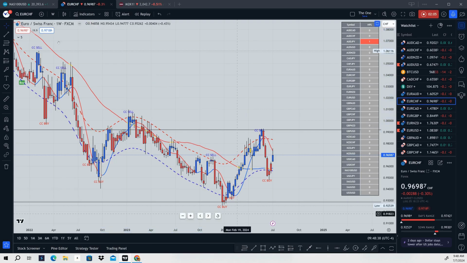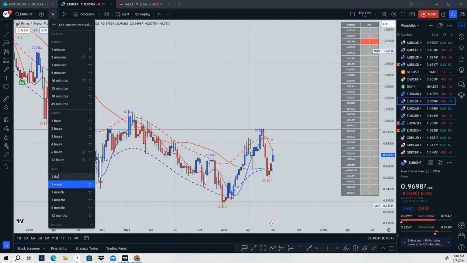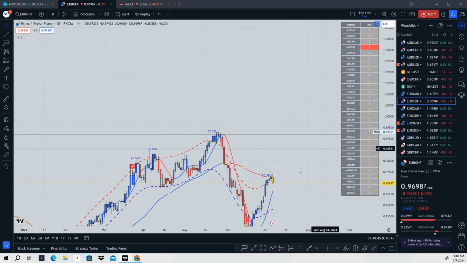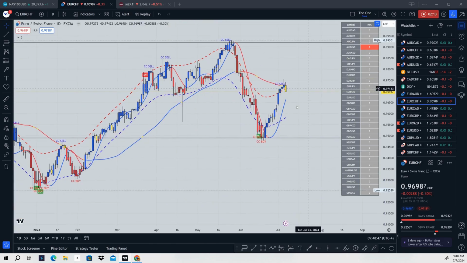Let's go down to our daily time frame. Okay. And all we need to see on the daily time frame is, are we above the simple moving average or below the simple moving average? So if we're looking at the current price action, we can see that price never broke this simple moving average. So we are bearish. We're bearish on the daily time frame on Euro CHF.